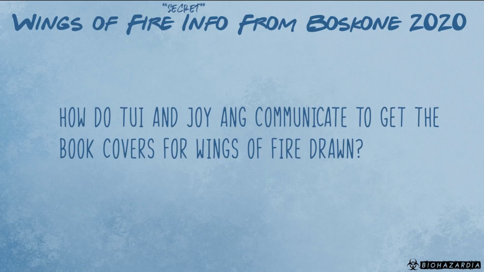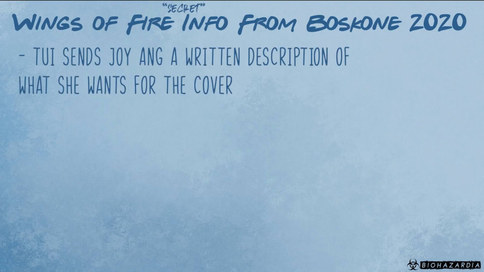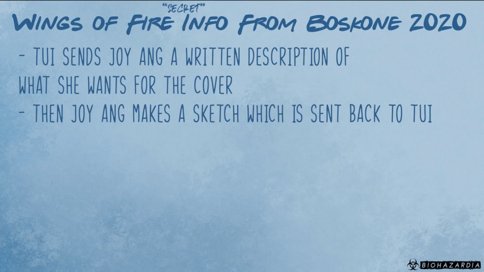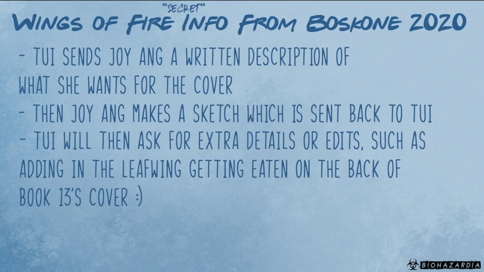How do Tui and Joy Ang communicate to get the Wings of Fire book covers drawn? Tui will send Joy Ang a written description of what she thinks should be on the cover. Then Joy Ang will make a sketch, which is sent back to Tui. Then Tui can ask for extra details like more dragons, extra creatures, and things like that. For book 12, Tui knew that she wanted the cover to be inside a hive, so she described the geometric shape of the hive and what Cricket looked like, but Joy Ang added all the details and the stalls.